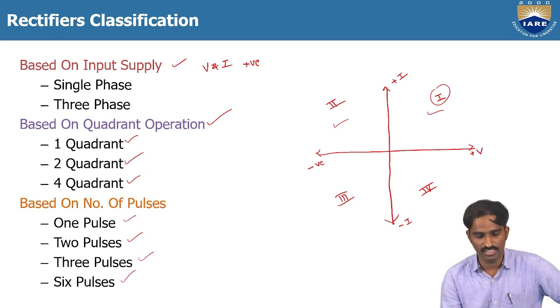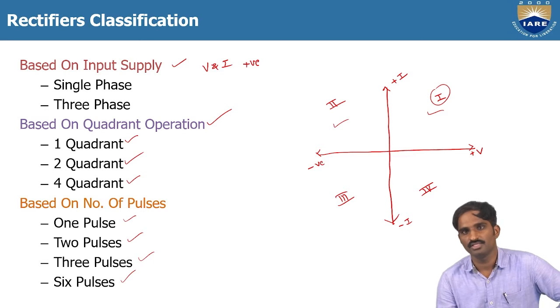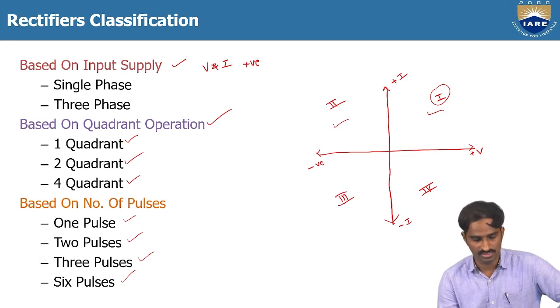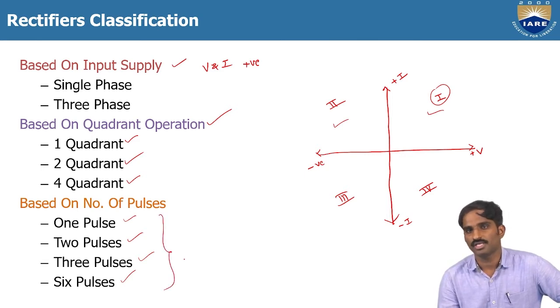Based on that also we can classify. If you give only one pulse, then it is called a one pulse rectifier. If you are giving two pulses, then two pulse rectifier, three, then three pulse rectifier, and then six, the six pulse rectifier. Of course, there are no 4 and 5 pulse rectifiers, only 1, 2, 3 and 6. This we will get to know when we are discussing the different types of rectifiers. That time we will get to know.